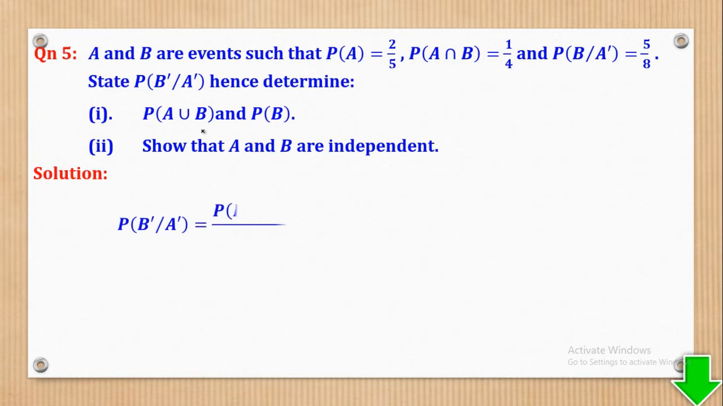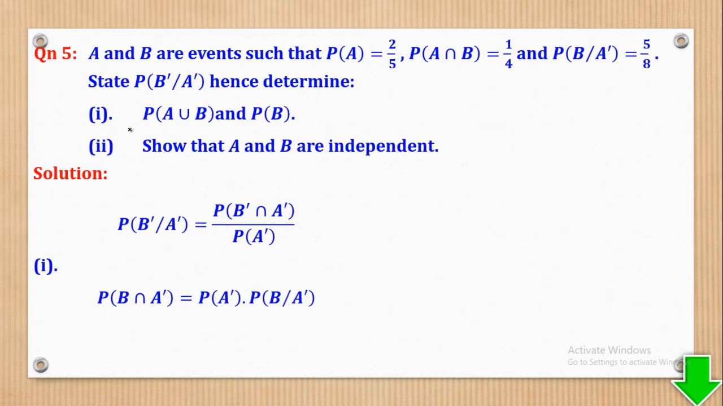So we shall start by stating. Stating this is equal to, the numerator is the intersection and the denominator is what has already occurred. Then Roman 1, they want you to get this and this, so we shall first get the intersection. So probability of B intersection A complement is equal to probability of A complement multiplied by probability of B given A complement has occurred. We are using this because it is given in the question, so we move from known to unknown.